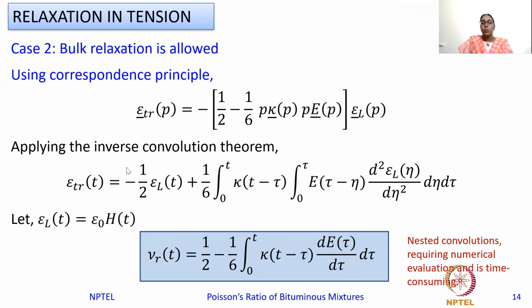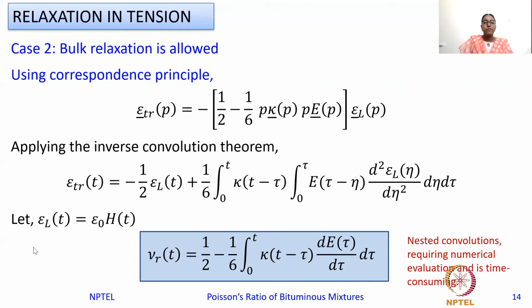And now applying the inverse convolution theorem and deducing the equation, we will get the transverse strain as a function of time is equal to minus half into the longitudinal strain, which is again a function of time, plus 1 by 6 integral 0 to t kappa t minus tau into integral 0 to t e t minus eta d square epsilon L eta by d eta square into d eta d tau. So what we see is that this involves a nested convolution.